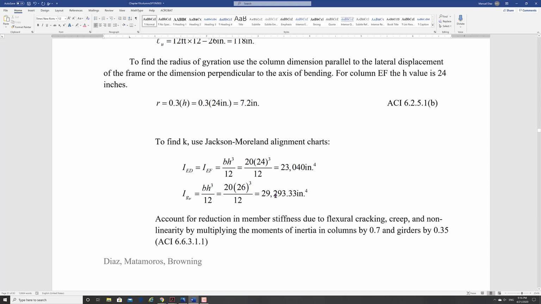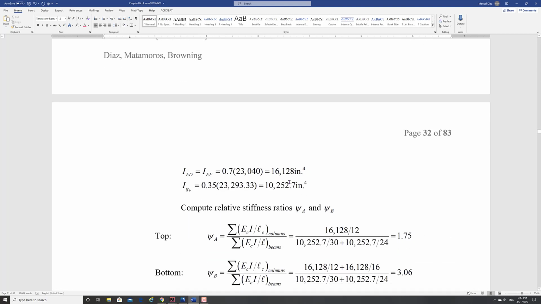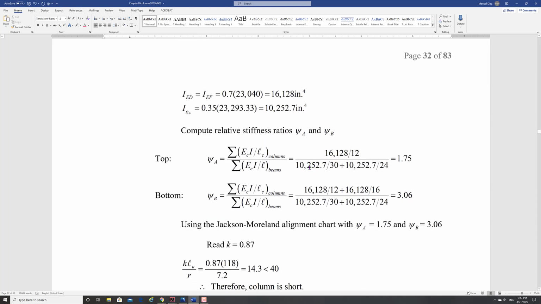To account for the effect of flexural cracking, creep, and non-linearity, we multiply by 0.7 and 0.35. So what's the purpose? That's a good question for part 8. What is the purpose of using a 0.7 to reduce the moment of inertia of a column, or a 0.35 to reduce the moment of inertia of a girder? To account for flexural cracking, creep, and non-linearity effects. So here are the reduced values, and then we use the reduced values to find our numbers.